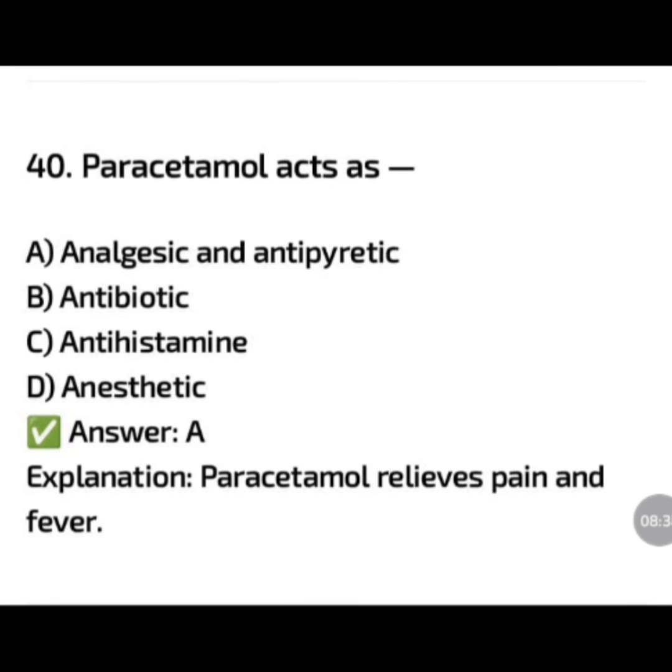Paracetamol acts as an analgesic and antipyretic, antibiotic, antihistamine, anesthetic. The correct answer is option A, analgesic and antipyretic. Paracetamol relieves pain and fever.